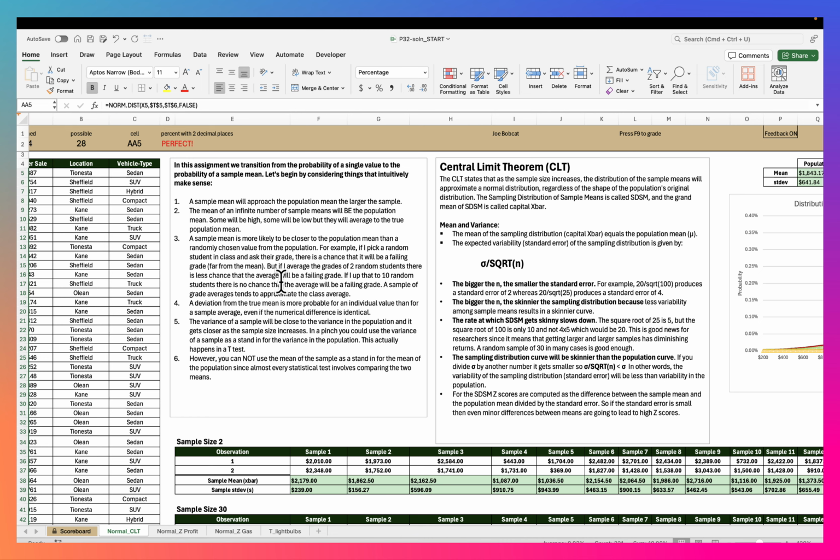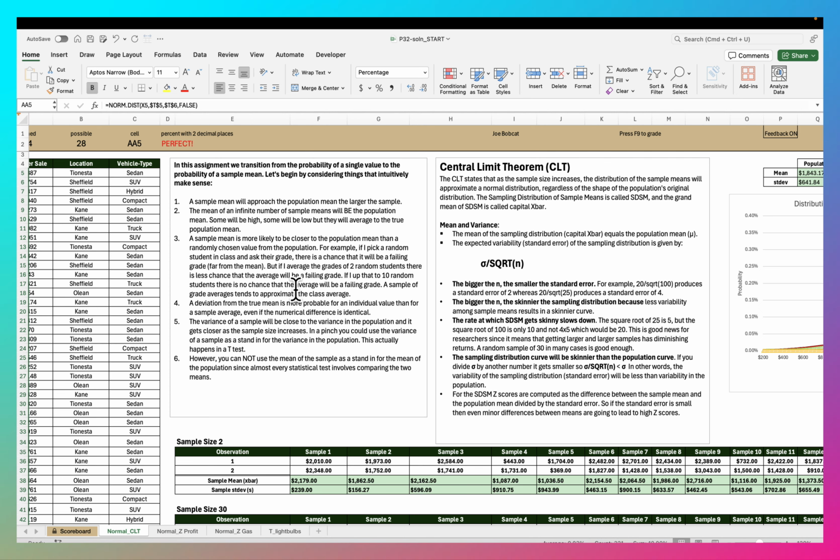A sample mean is more likely to be closer to the population mean than a randomly chosen value from the population. So for example, if I pick a student in class and ask their grade, there is a chance that it'll be a failing grade, far from the mean, like if a student's just not doing their work. But if I average the grades of 2 random students, there's less chance that the average will be a failing grade. I mean, what are the chances I'm going to pick the only 2 students in class that had a failing grade?